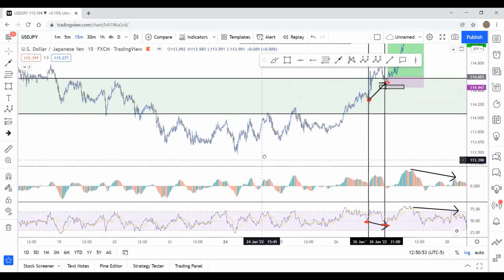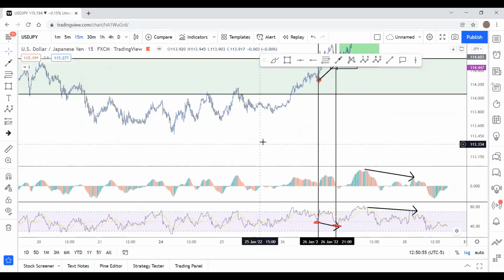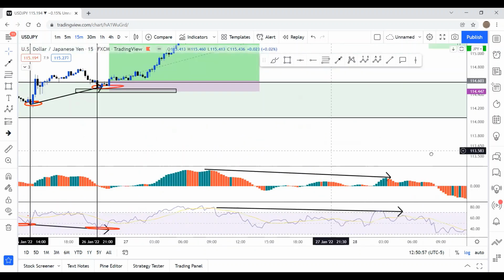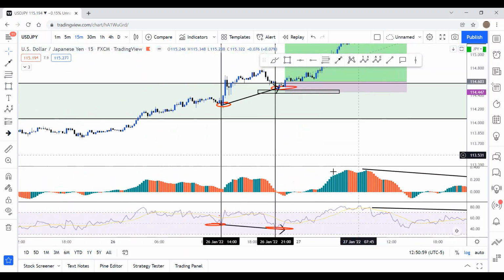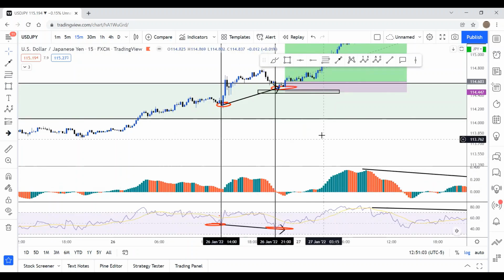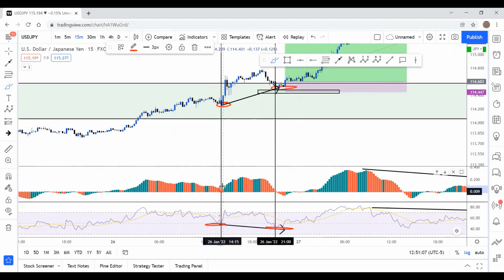Let's see if we could spot some other divergence, guys. Let's see on the awesome oscillator, did it give us divergence there? We do have hidden divergence. And how do you know it's hidden? This low is above here, and this low is beneath here, right? So that is a hidden divergence.